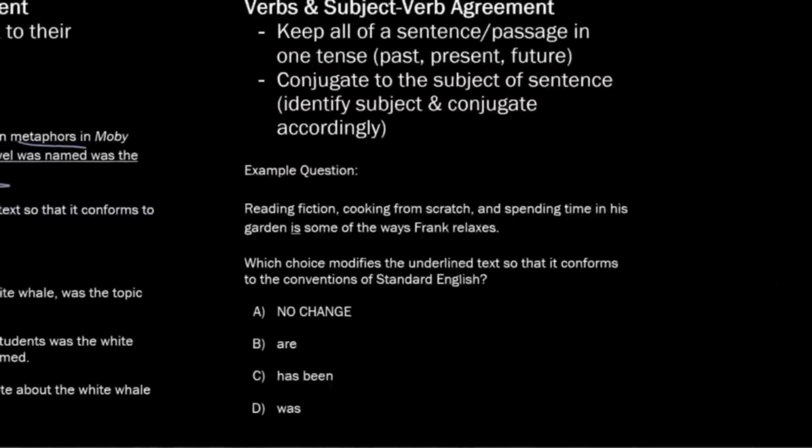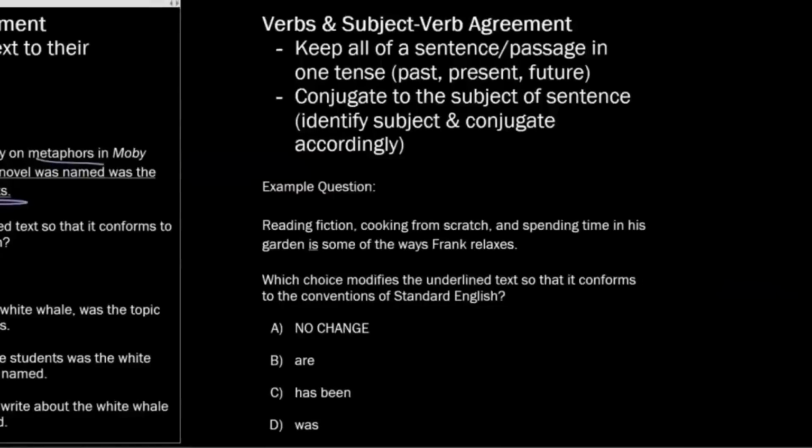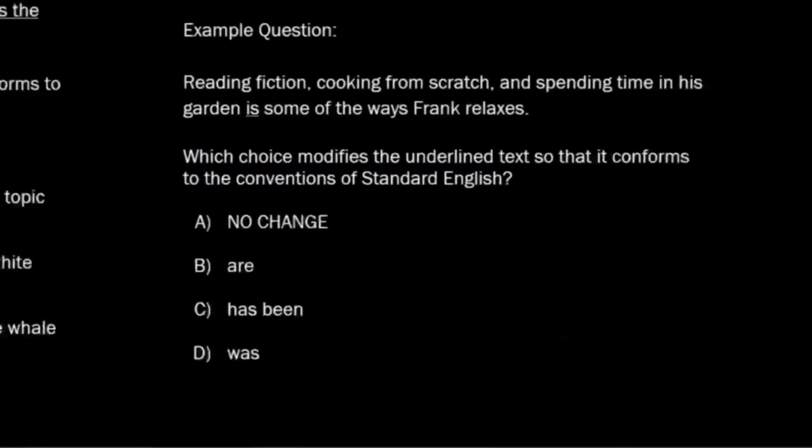Okay? Now, for our verbs and our subject-verb agreement, we're going to try to keep all of our sentence and passage in one tense, right? We can't have some parts of the sentence in past tense and some parts in future. We also need to conjugate. We can't say "they was"; it's "they were," or "he was." He is or he was, or whatever. Got to make sure that that's correct.